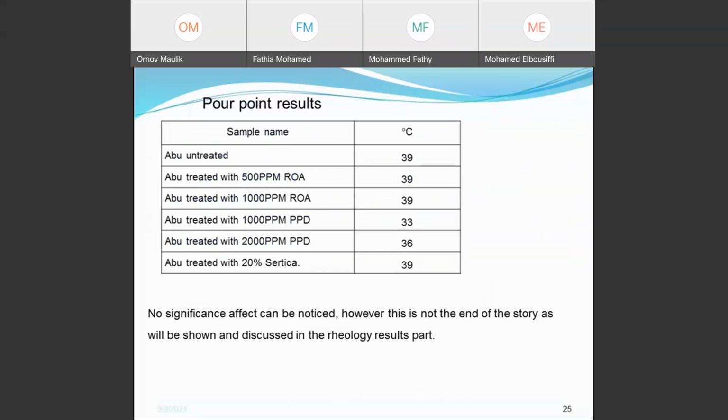Here are some results of the pour point. No significant effect can be noted. However, this is not the end of the story, as will be shown and discussed in the rheology results part. We couldn't consider only pour point to select chemicals, because even when there is no change in pour point, we will find the viscosity improves, and I will show you later in the rheology part.